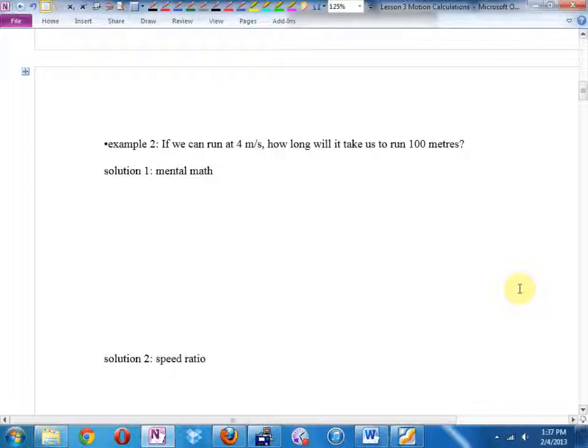Yeah, it's good. Okay. Emily is right. If I was doing this mentally, I think I would probably just hum and haw my way to 25 seconds. Let's do it now with the equation so that we know that the equation works.